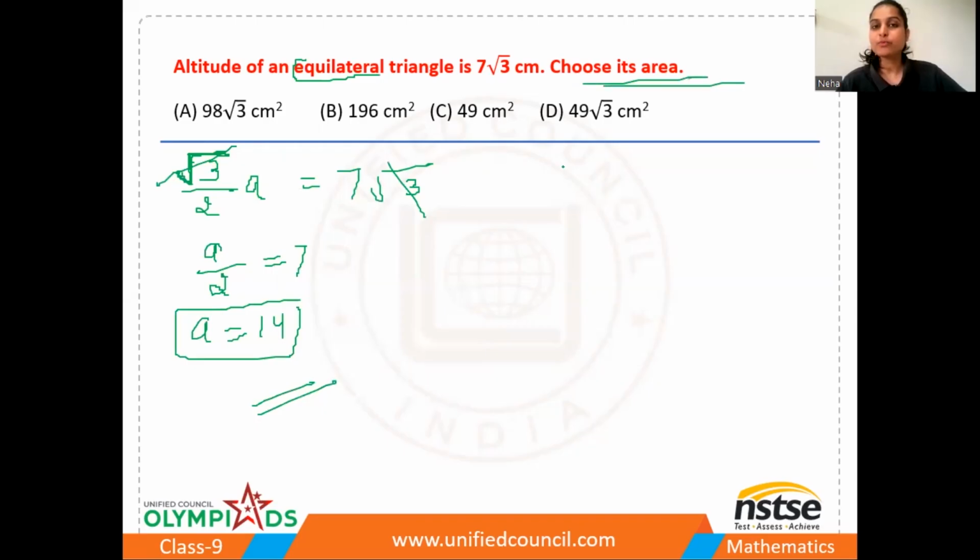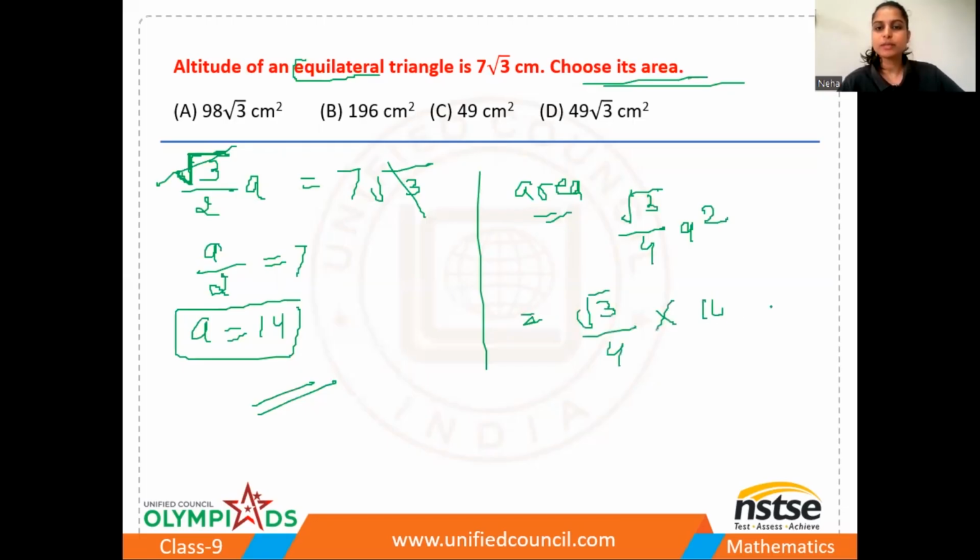Now what we have to do? We have to find out the area of the equilateral triangle. So the area will be square root of 3 by 4 a square, right? This is the area of an equilateral triangle. Perfect. So this is square root of 3 by 4, and a we have, which is 14. So this is 14 multiplied by 14, I can write, because this is a square, right?